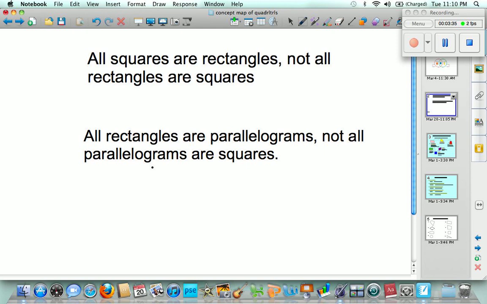Okay, you do need to write this down to remind you. All squares are rectangles, not all rectangles are squares. All rectangles are parallelograms, not all parallelograms are squares. So if you look at that concept map, that should make sense. Okay, you need to be able to answer true or false type of questions like this for your assessment. So make sure you have this written down.